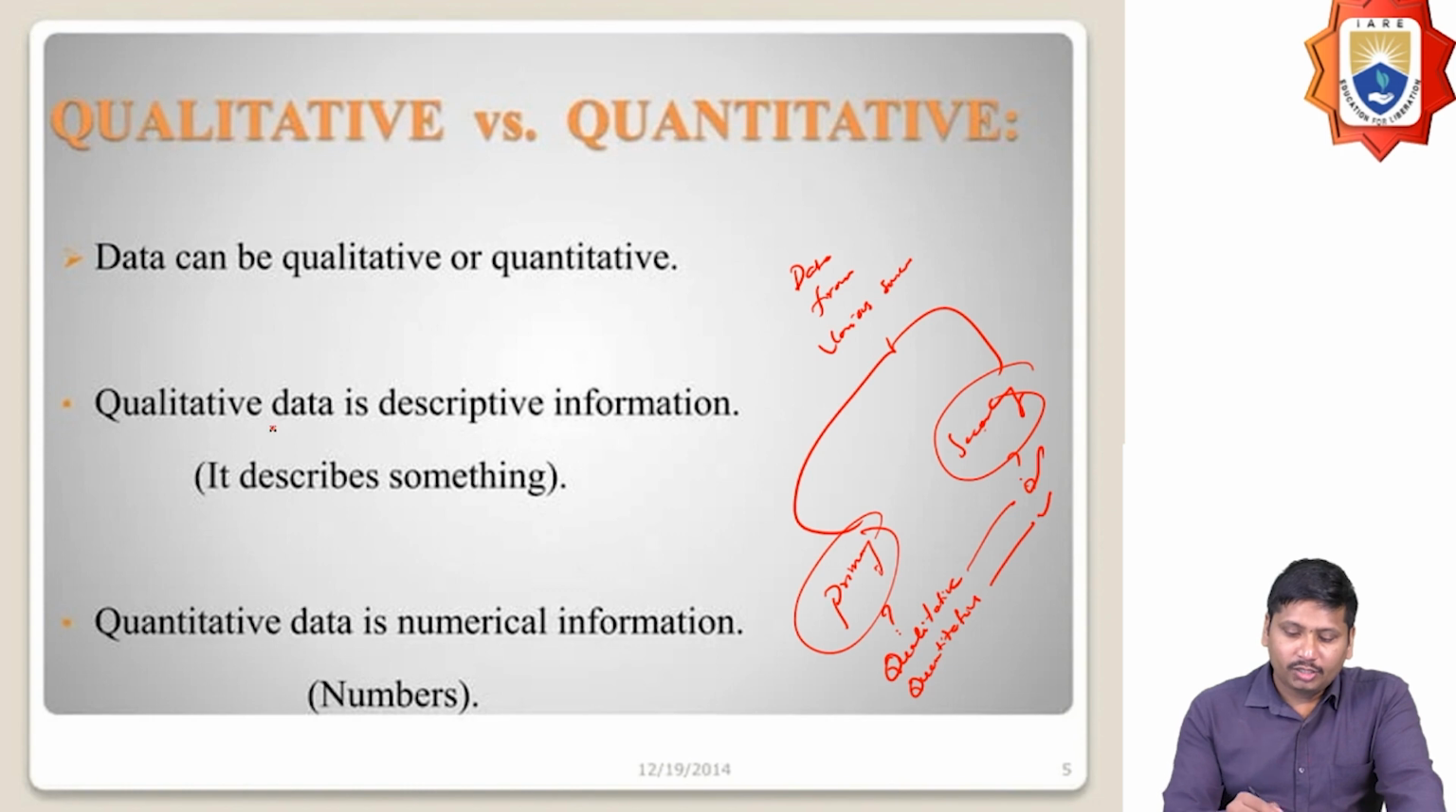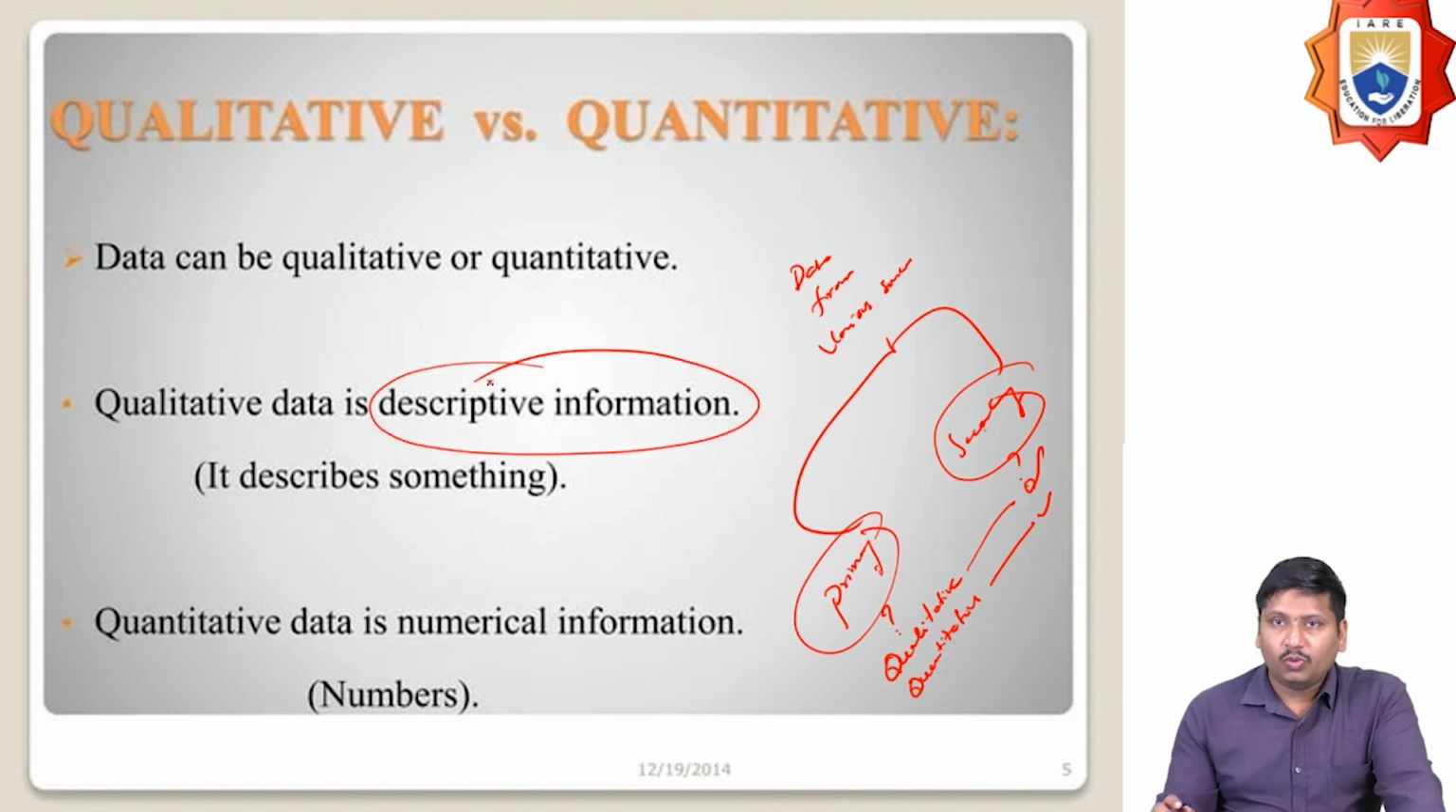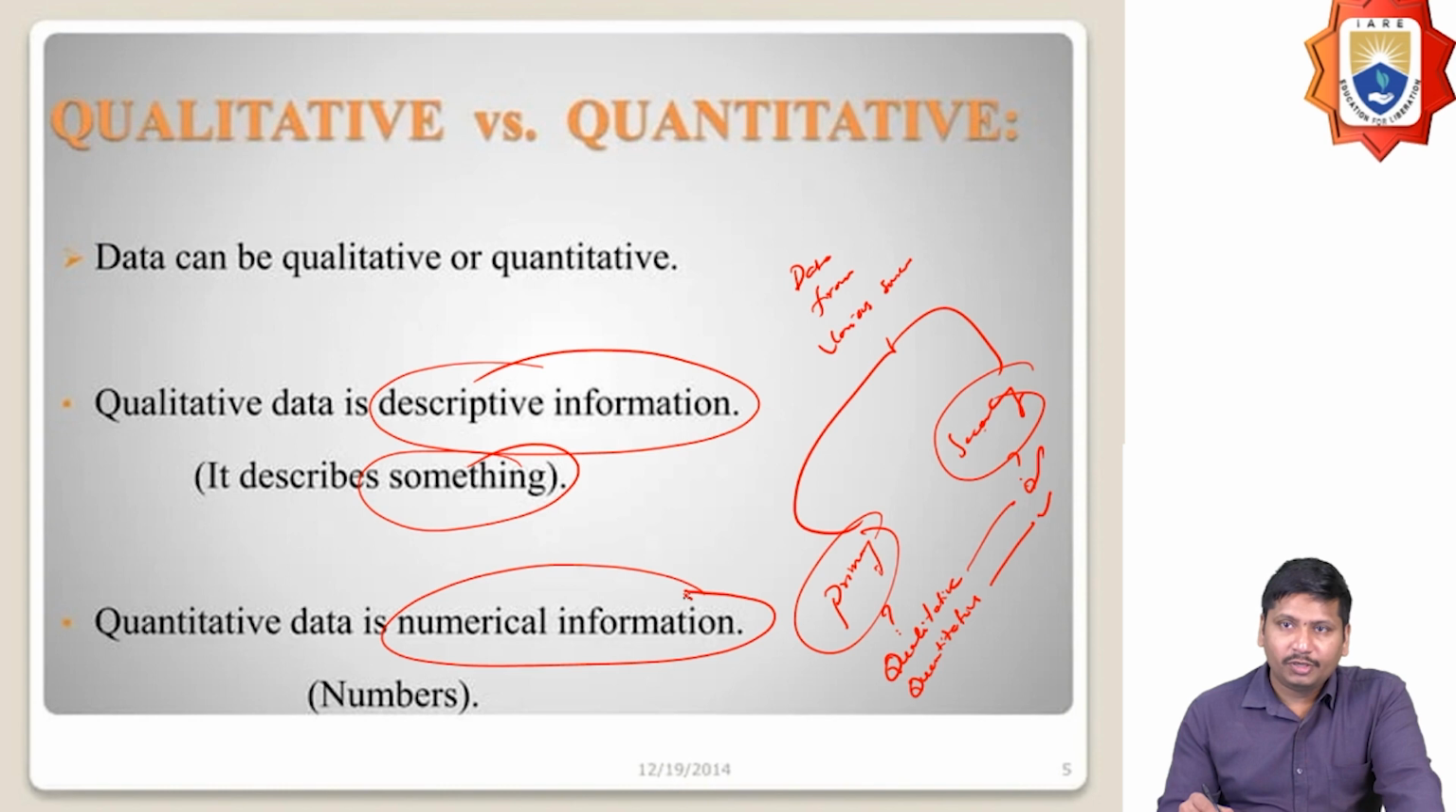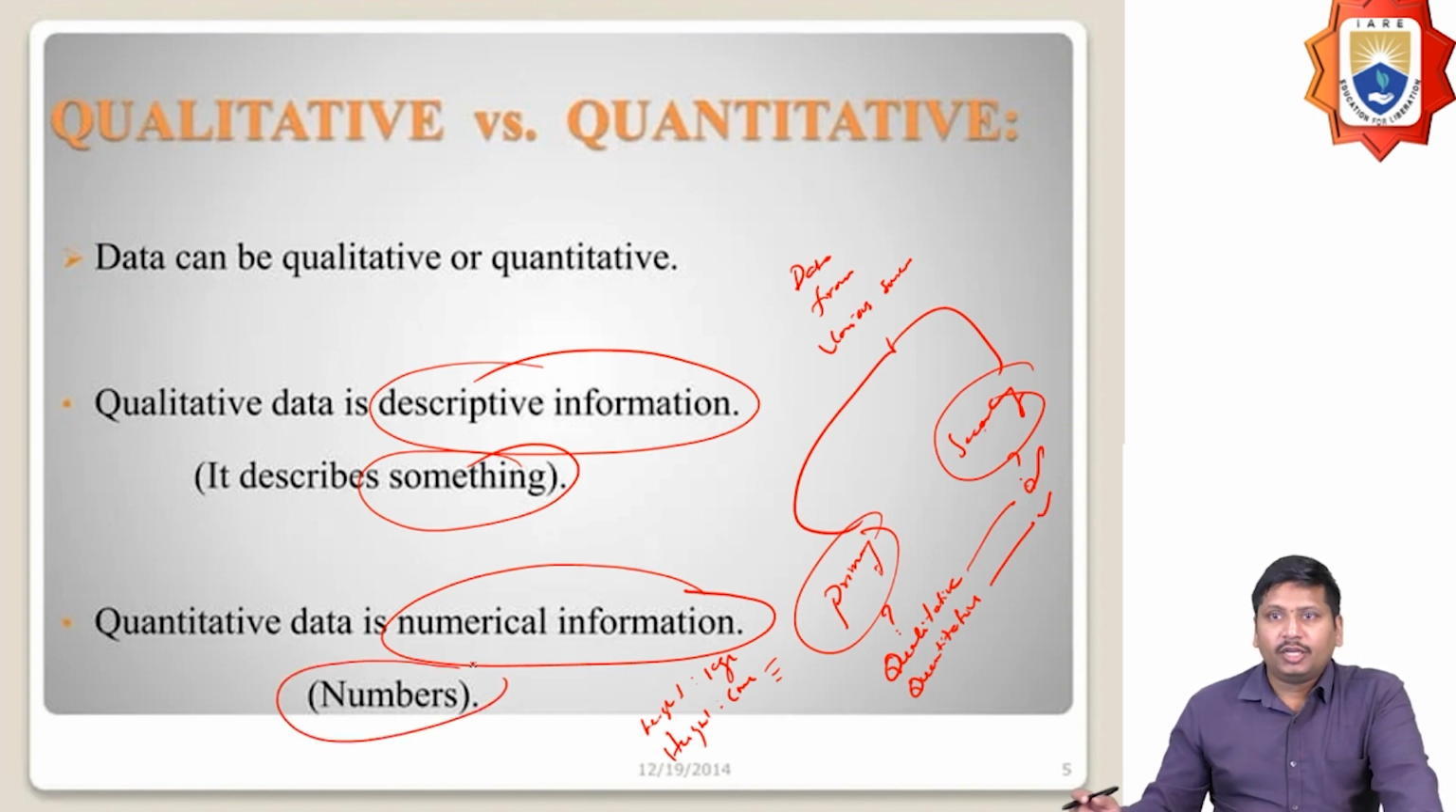Qualitative means descriptive information, which is nothing but describing something. Quantitative means numerical information should be there, like weight in kgs, height in centimeters. Some specification or some unit should be there for the variables, and numbers, like this.